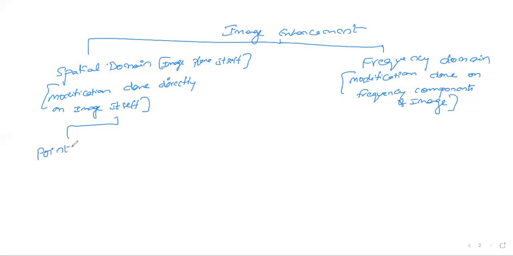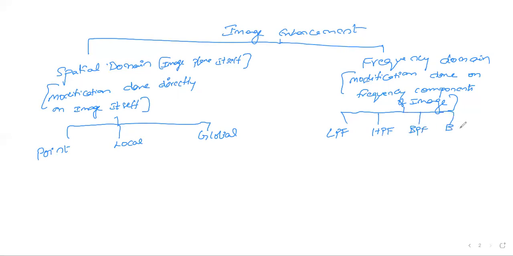Point, local, global. Okay. In the frequency domain, we have low pass filter and high pass filter. Okay. In that we have one more, that is band pass, band reject. Okay. So point processing, local processing, global processing.